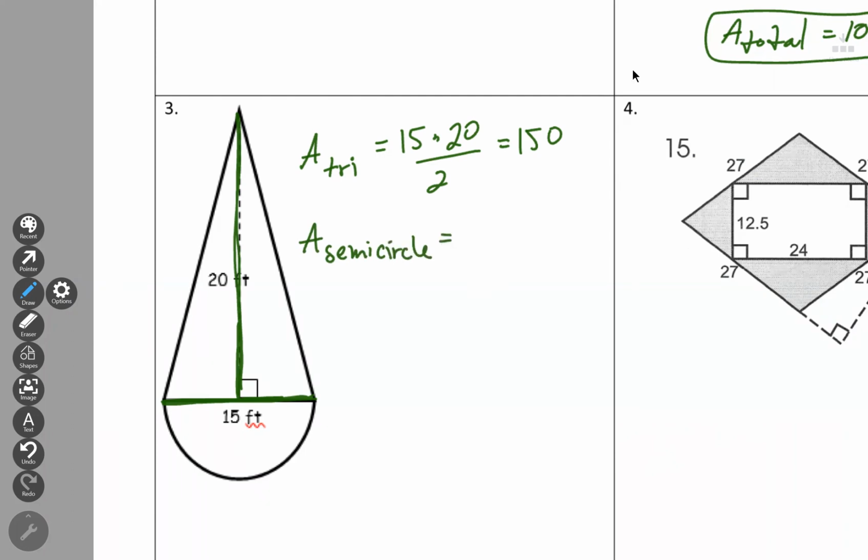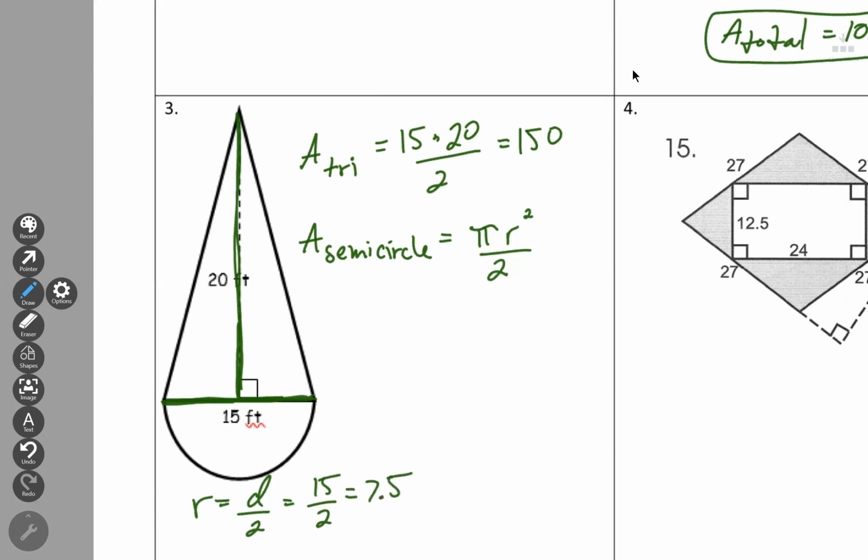Okay, remember the area for a semicircle, it's pi r squared divided by 2. So we have to find the radius. You have to be careful on this one here. What they've given us on this one is the diameter, okay? They've given us the diameter. So what we need to do is take the diameter and divide it by 2, because remember, your radius is the diameter divided by 2. So 15 divided by 2, it's 7.5.